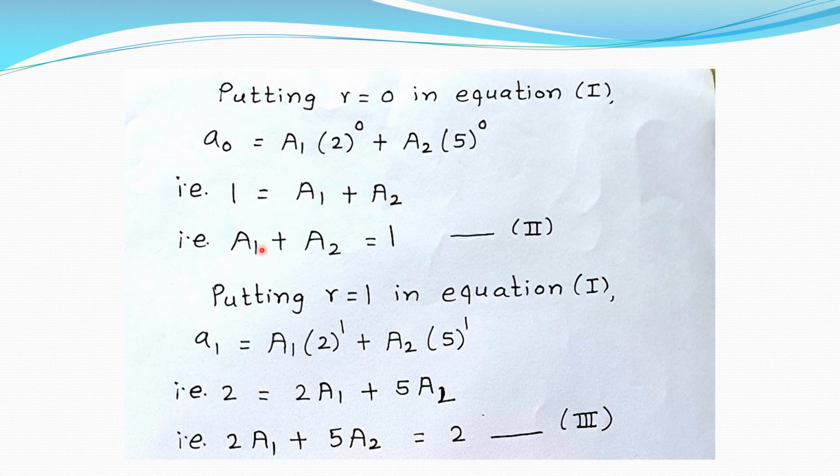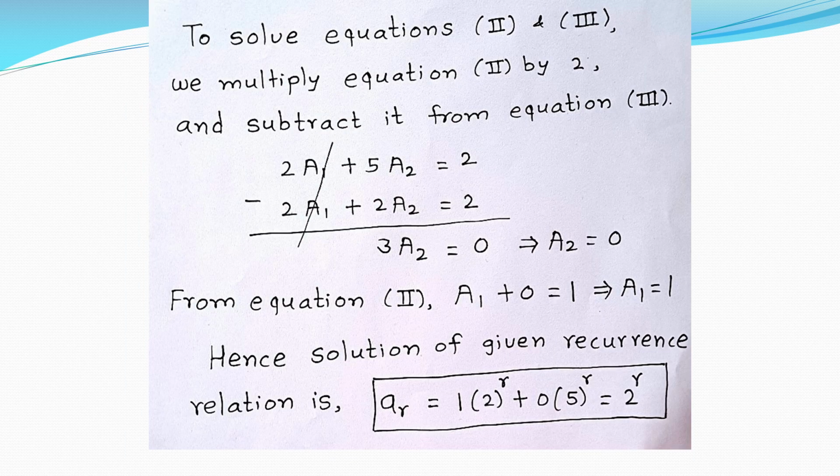But to find the values of A1 and A2, either coefficients of A1 must be same or coefficients of A2 must be same. So here it is easy to make coefficients of A1 2 by multiplying this equation by 2. So what we do? We multiply equation 2 by 2 and then we subtract it from equation number 3. So we get 2A1 plus 5A2 equal to 2 minus 2A1 plus 2A2 is equal to 2. Now A1 gets cancelled. 5A2 minus 2A2 is 3A2. So 3A2 is equal to 0. Implies A2 is 0. Now equation 2 is A1 plus A2 equal to 1. So putting the value of A2 equal to 0 in that equation 2 we get A1 is equal to 1.